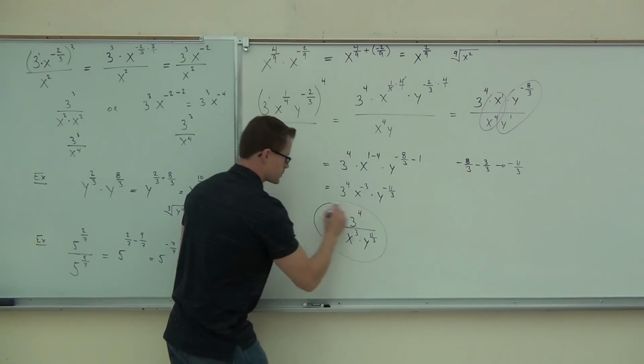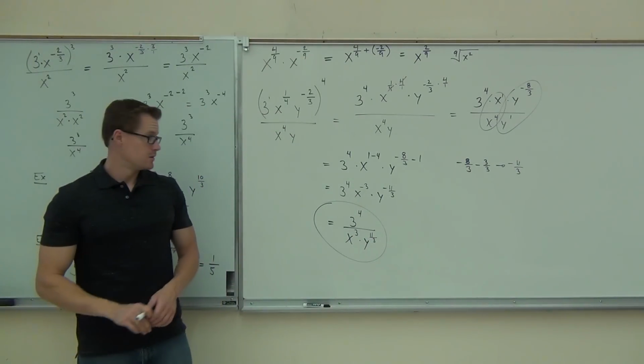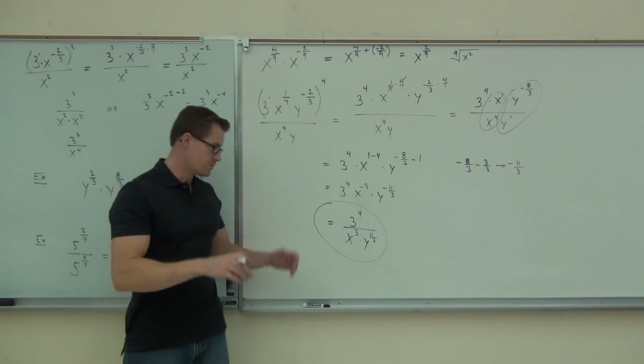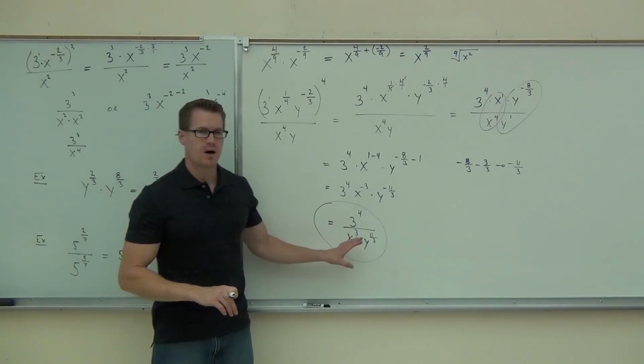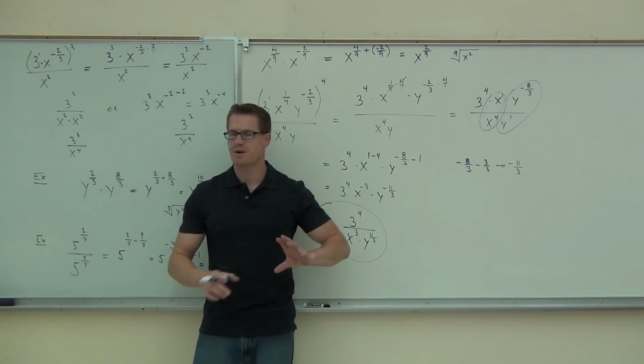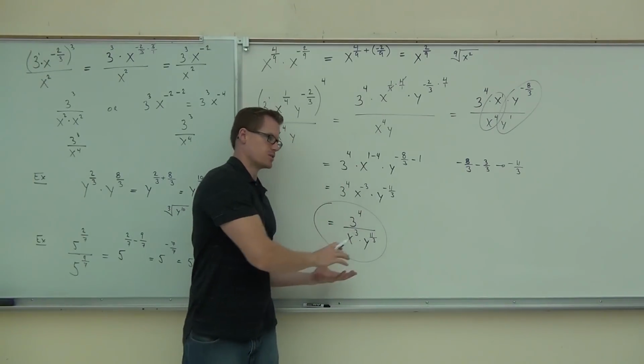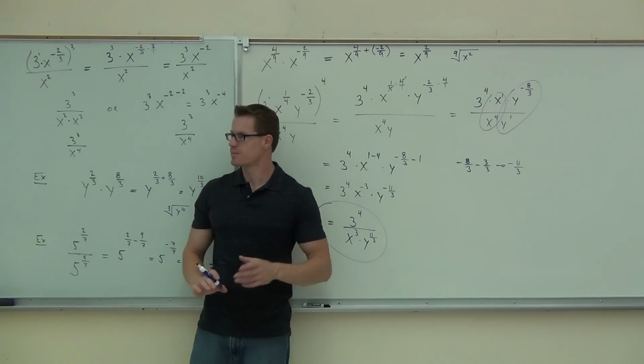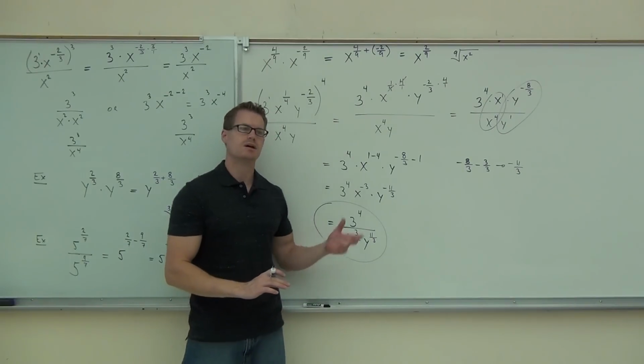And that, folks, is as good as we can do. 3 to the 4th over x to the 3rd, y to the 11/3. Positive exponents, all in the right places. We've combined everything we possibly can. You're done. I don't need to see the radicals. I just wanted to make sure before that you knew that they existed still, but that's as good as we can get.